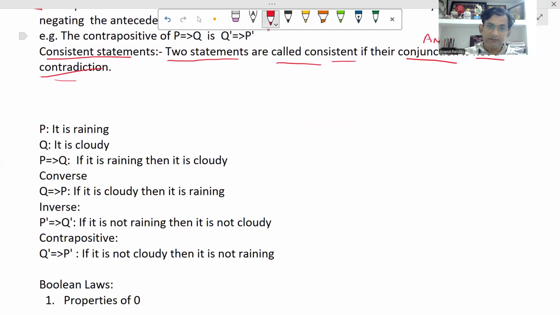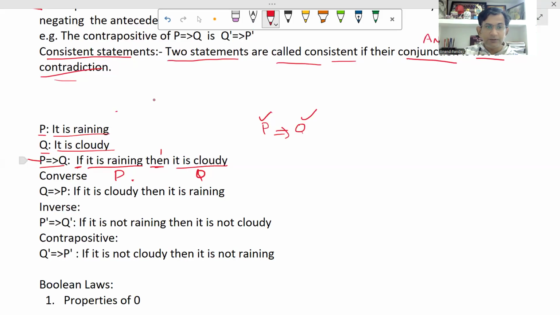Listen carefully. Consider P and Q, two propositions. P is it is raining, Q is it is cloudy. So P implies Q will be what? As I told you, P implies Q means if P then Q. Look here. P implies Q means if it is raining, then it is cloudy. If P then Q. So this is the proposition.